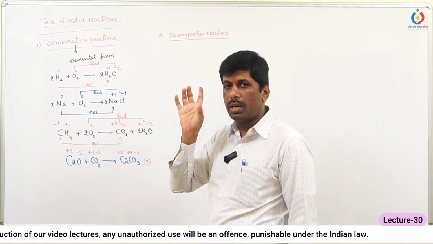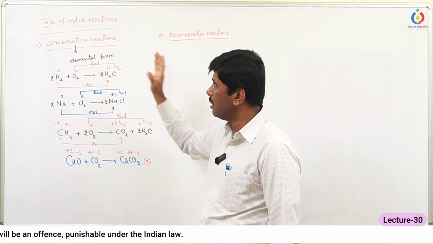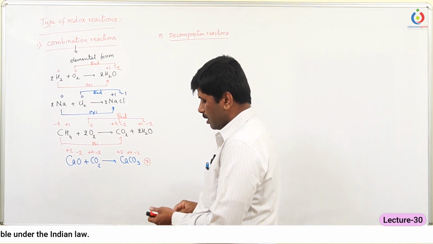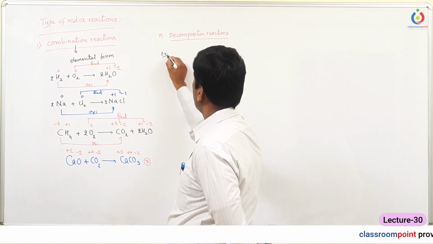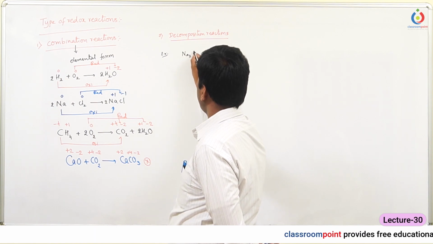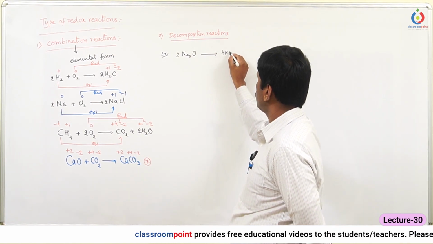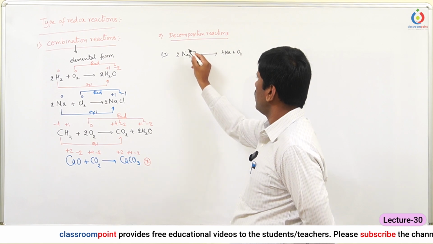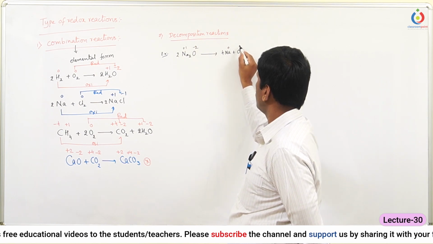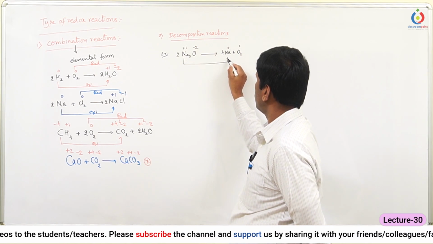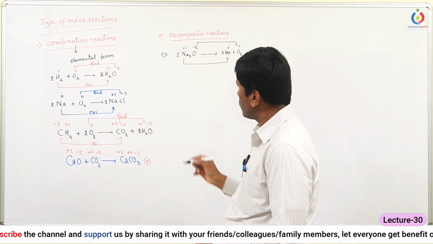In those products, at least one of the products must be in the elemental form. Only then are such decomposition reactions called redox reactions. Let us see an example. Na2O, imagine it decomposed into sodium plus oxygen. Sodium oxidation state +1, here it is 0. Oxygen oxidation state -2, here it is 0. Sodium is reduced. Oxygen is oxidized. So this is a redox reaction.